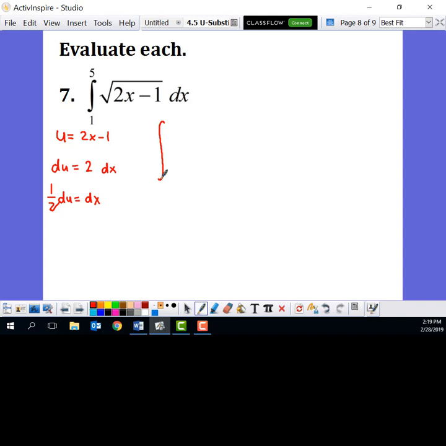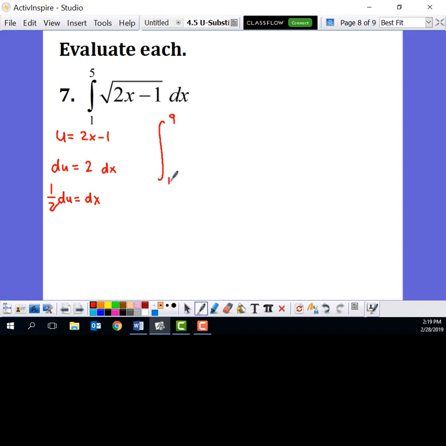Okay, hopefully you actually tried that. Here's what it would be. My new upper bound, if I plug a 5 in for x and u here, 2 times 5 is 10. 10 minus 1 is 9. So my new upper bound becomes 9, and then I drop a 1 in for x. 2 times 1 is 2. 2 minus 1 is 1. So my lower bound stays at a 1.